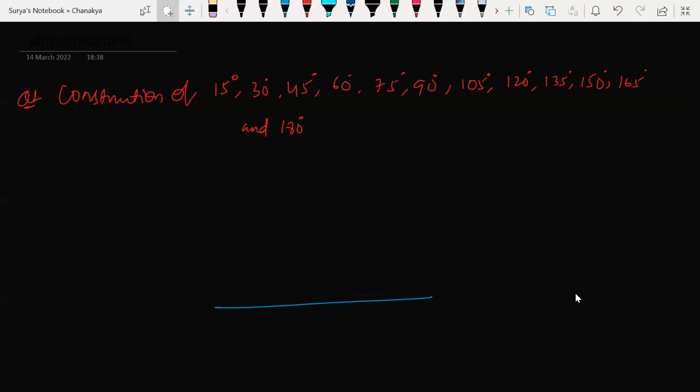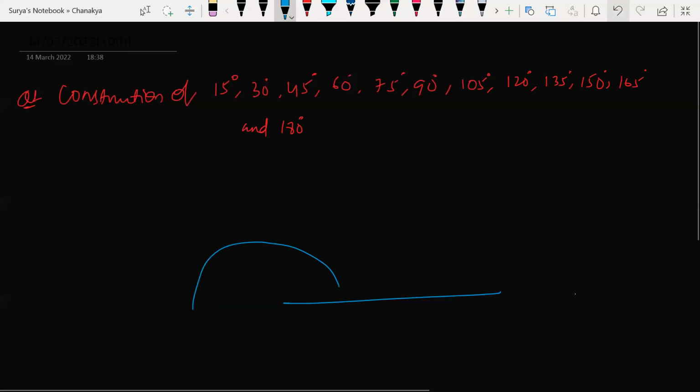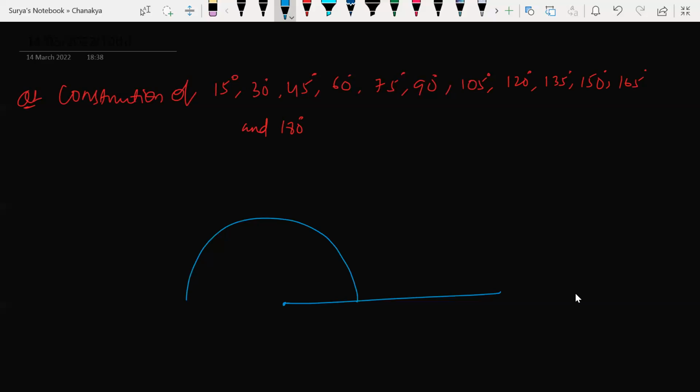I took a line, some line. I drew an arc like this with some random length, beta. This is say O. This is say A point. Whatever the radius I took, with the same length I'll be drawing an arc here one, and here one. Ashish, you told right? This arc represents 180 degrees, beta. Okay, Ashish.